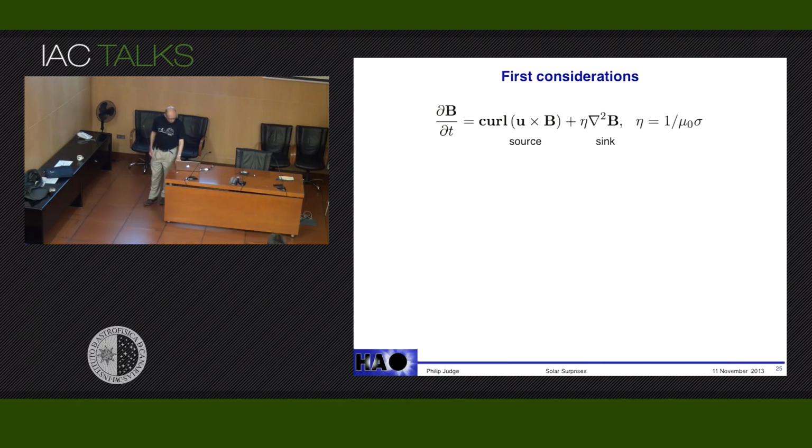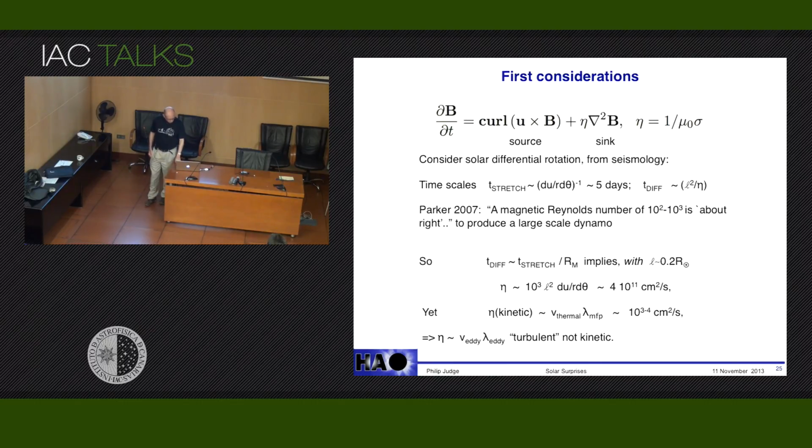So again, the induction equation. Let's have a quick look at some numbers in here, quantitatively, instead of just presenting other people's results. From seismology, we can define a stretching time, which is simply, if I take one of these shear gradients that's measured, and I look at the change in velocity, and divide it by the distance over which it's changing, I get a time scale.